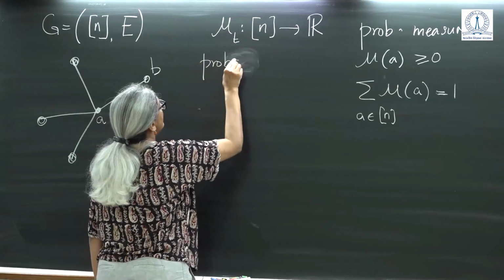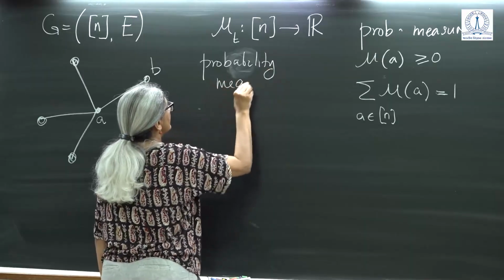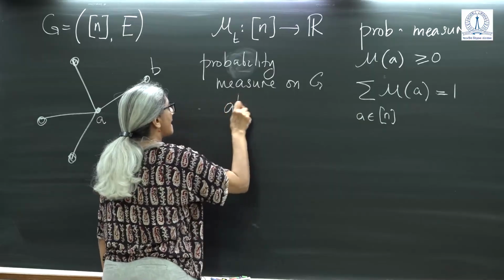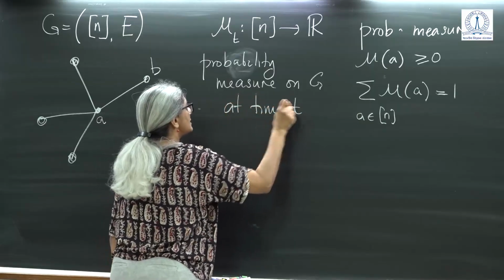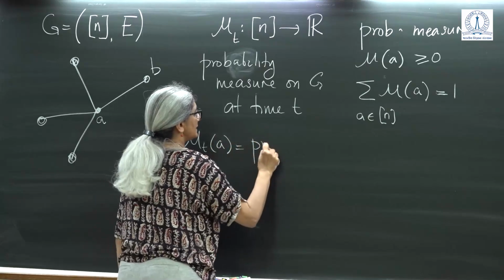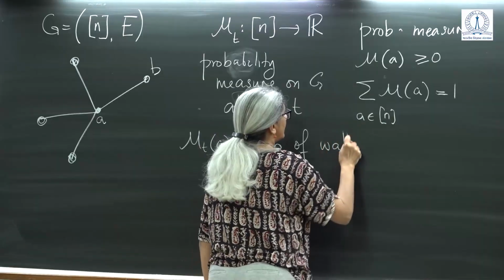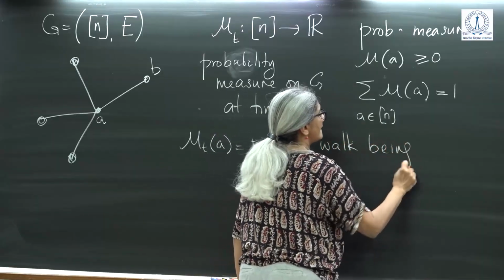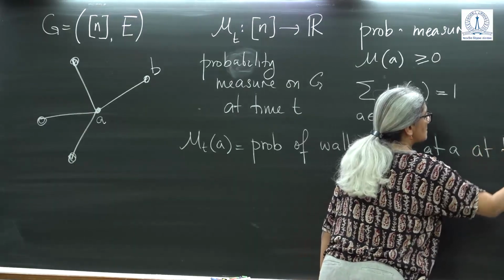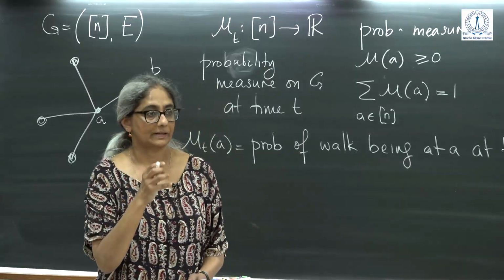So what we want to calculate is, let's call mu sub t the probability measure on G at time t. By this, I mean mu t of A is the probability of the walk being at A at time t. So we'd like to calculate this quantity, this measure.